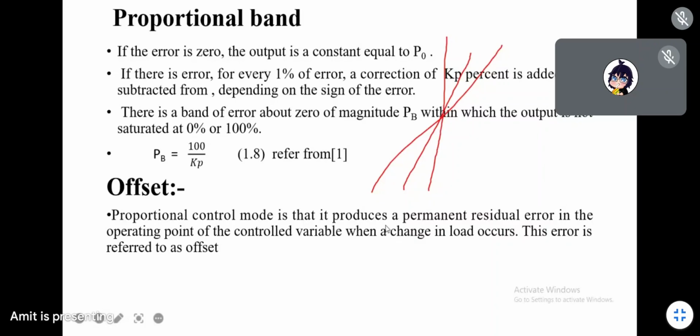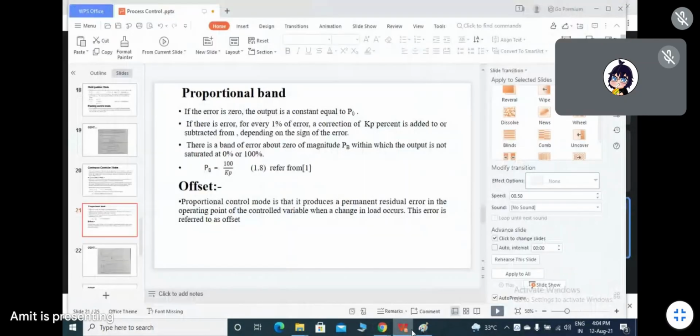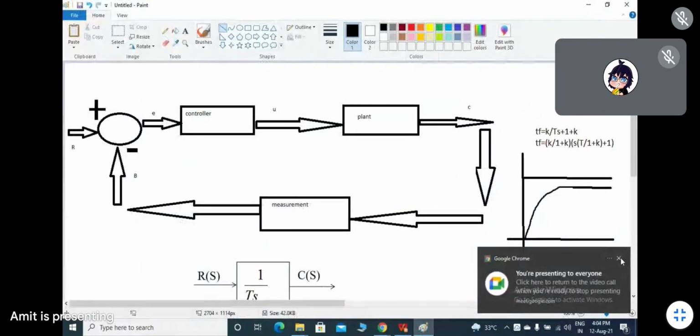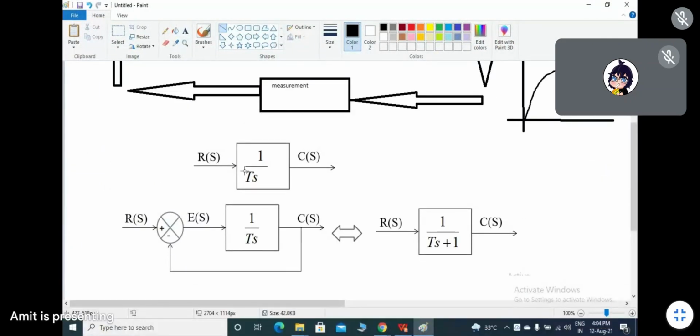Okay, so I'll give you one mathematical example so that you can understand it better. Before going to the mathematics, I just want to know a few things from you. So first, this is an open loop system, yes or no?